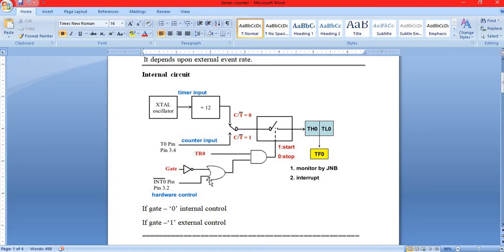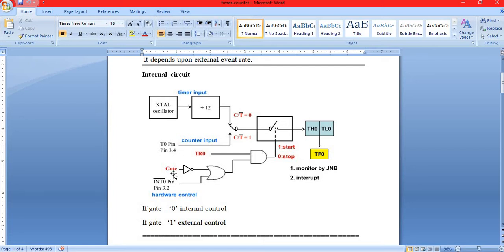Now the output of the OR gate can be 1 when any one of its inputs are 1. So the inputs to the OR gate are the gate bit which is present in the TMOD register and the interrupt pin 3.2. If gate is 0, then the output of it will be 1 as there is a NOT gate in between. Then the logic switch will be activated and we can access the timer registers. This is called as internal control.